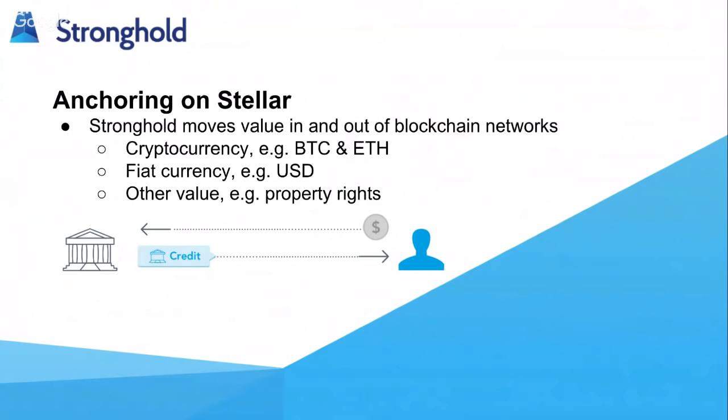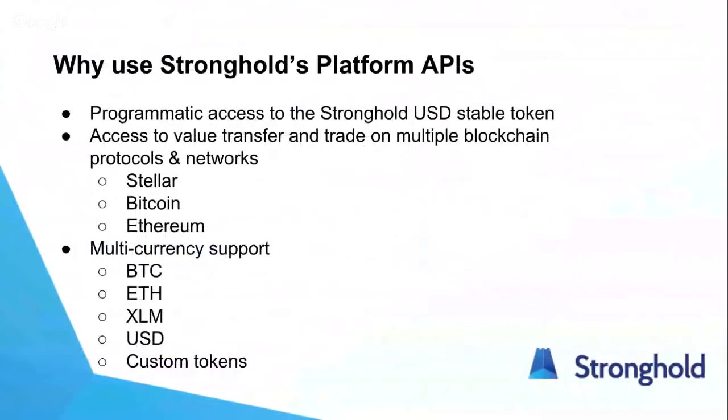So now you have inside Stellar the native lumen, as well as tokens representing other assets like Bitcoin, Ethereum, fiat currencies like the Stronghold USD, or any other arbitrary value. You could have property rights here, say. And the anchors are the businesses or institutions that provide the service by which value moves in and out. And it's important to have all the value in the same place so that now you can operate on them with payments and trade, those sorts of things.